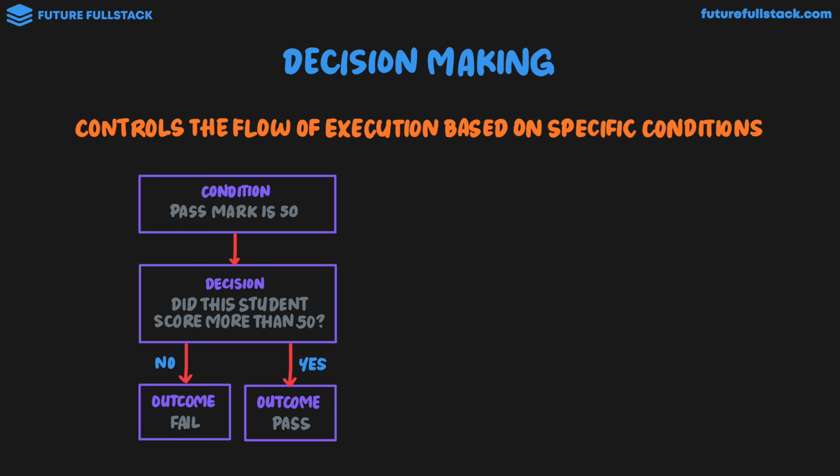So let's now convert this scenario into JavaScript. Our condition is the pass mark is 50. So in JavaScript, we would write it like this. The score is greater than or equal to 50. And then for the no branch, now let's say the value of the score is 40. We know that in JavaScript, if we were to evaluate is 40 greater than or equal to 50, we would get false. And we could output a string like failed.